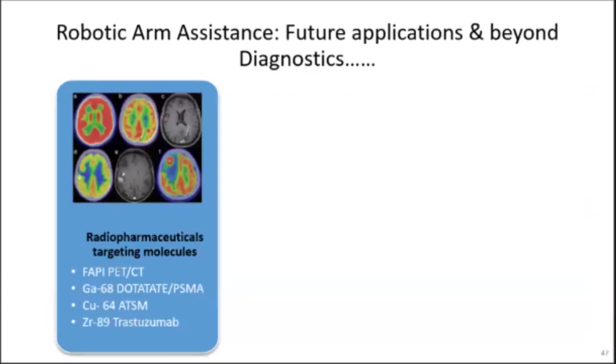So what are the future applications beyond diagnostics of this procedure? The list of tracers is endless. We have numerous radiopharmaceuticals that target various molecules. So we have FAPI-PET-CT for cancer-associated fibroblasts. We have 68 gallium DOTATATE for neuroendocrine tumors. We have 68 gallium PSMA for prostatic cancer, copper 64 ATSM for hypoxia imaging, and zirconium 89 trastuzumab for breast cancer. The list of tracers is endless, so I've mentioned just only a few tracers.